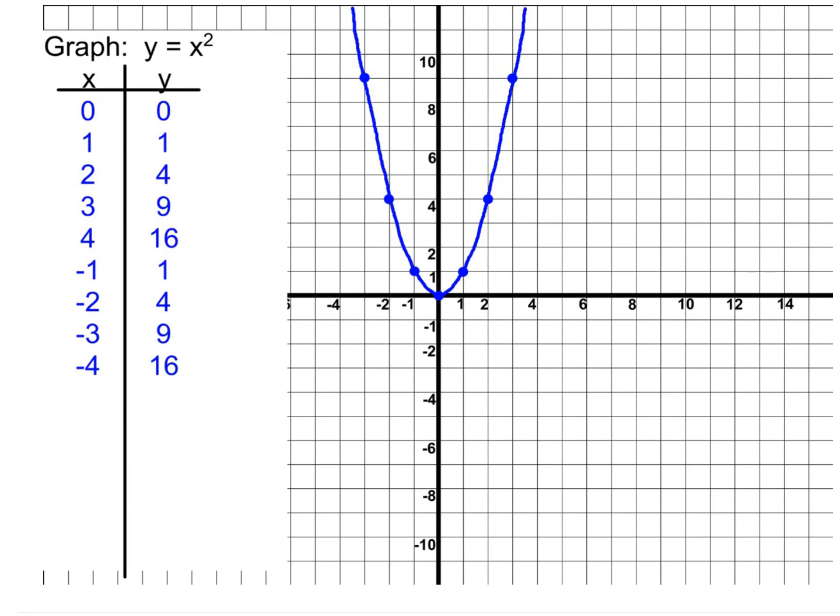Draw the curve in through those points, and this is what you should be looking at. Notice it's a nice curve. None of it is straight. Not one piece of this graph is straight. It's all a curve.